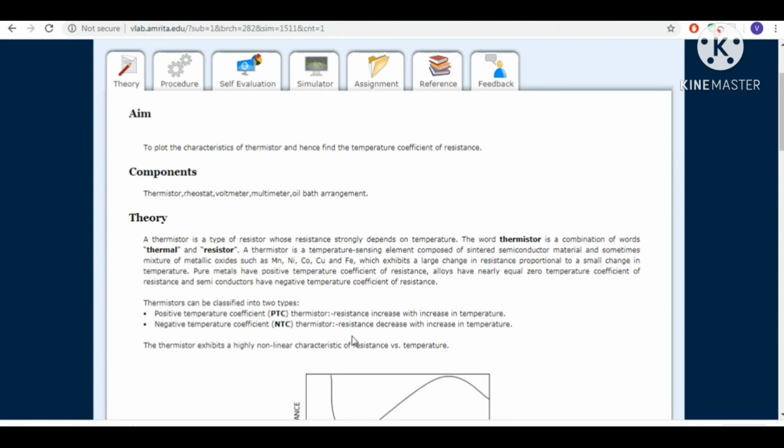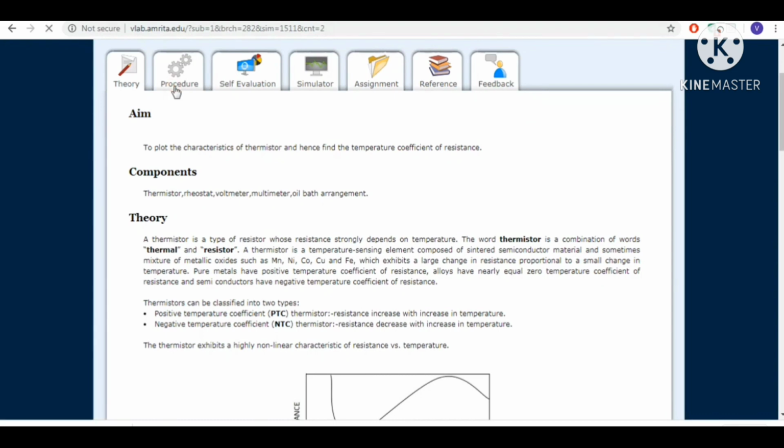temperature. In this main experiment, we will check the temperature and calculate the resistance, and then calculate alpha, which is the temperature coefficient. The value of alpha you get will tell whether the thermistor on which you are performing the experiment is a positive temperature coefficient or negative temperature coefficient thermistor.